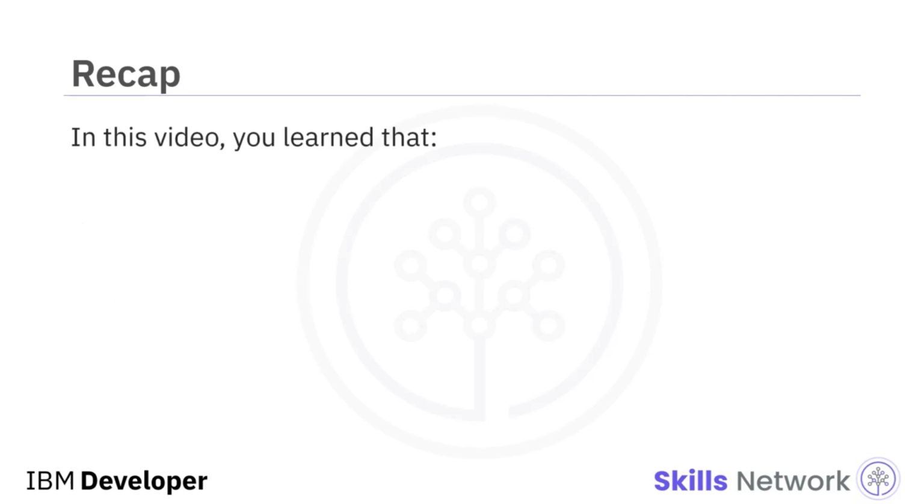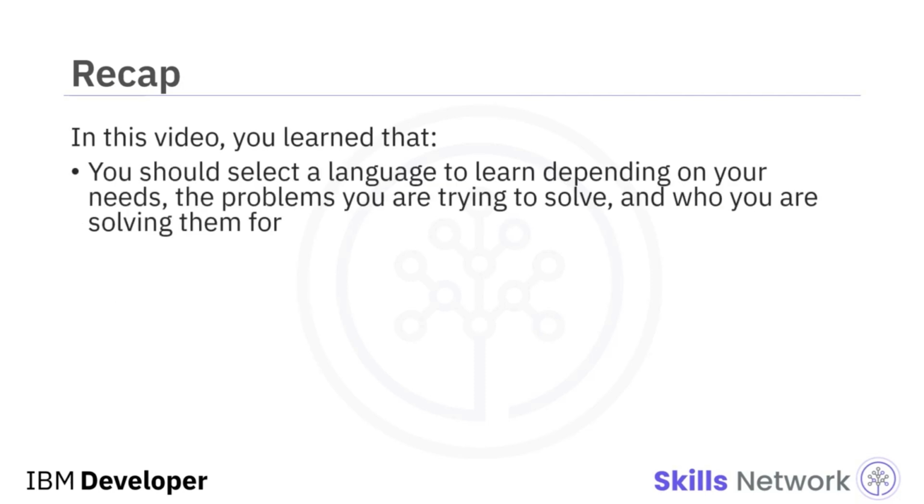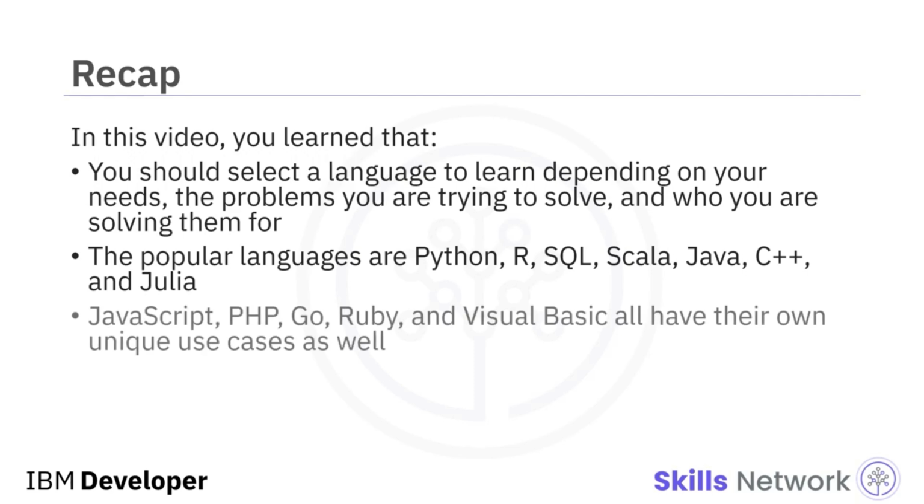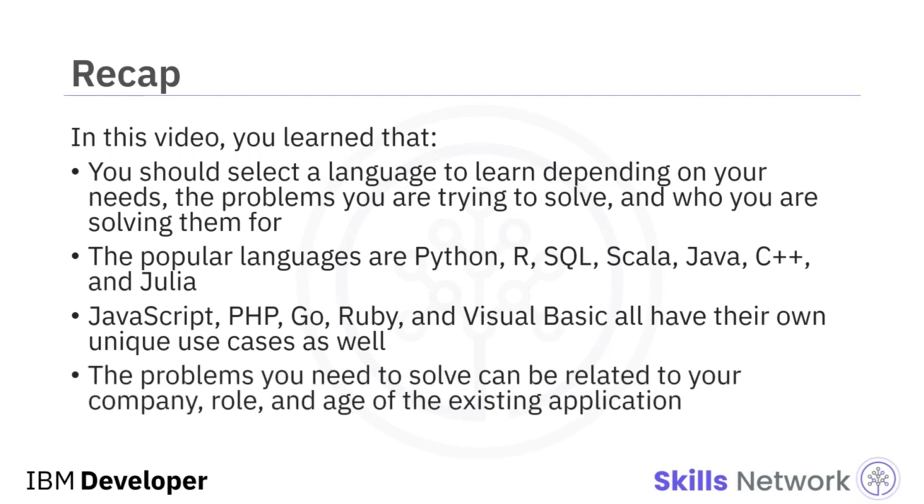In this video, you learned that you should select a language to learn depending on your needs, the problems you are trying to solve, and who you are solving them for. The popular languages are Python, R, SQL, Scala, Java, C++, and Julia. JavaScript, PHP, Go, Ruby, and Visual Basic all have their own unique use cases as well. And the problems you need to solve can be related to your company, role, and the age of the existing application.